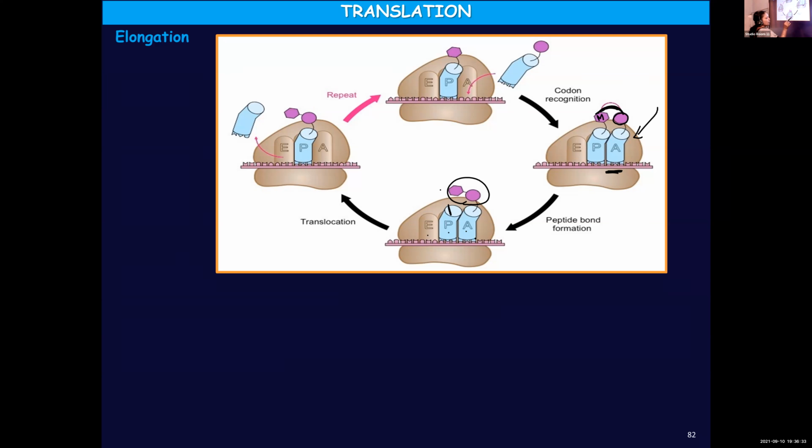Then the ribosome will move so that the positions will change. The one which is present at the A site will come to the P site, and the one which was present at the P site will reach E, and from there it will leave. That is the exit site. So at the P site you have transfer RNA with 2 amino acids, and again at the A site a new transfer RNA carrying an amino acid will come, and this process will get repeated.